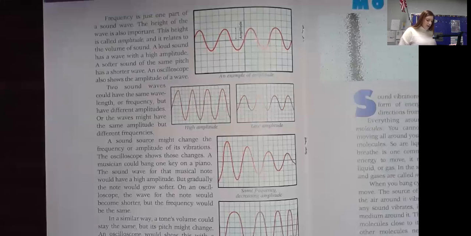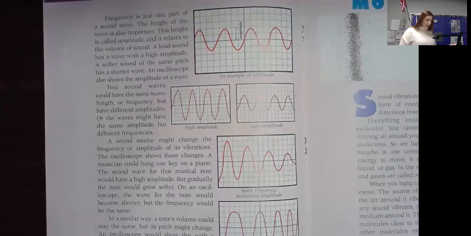Two sound waves could have the same wavelength or frequency, but have different amplitudes, or the waves might have the same amplitudes but different frequencies. A sound source might change the frequency or amplitude of its vibrations. The oscilloscope shows those changes.